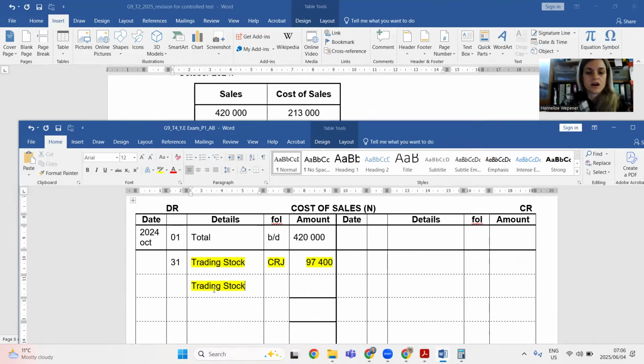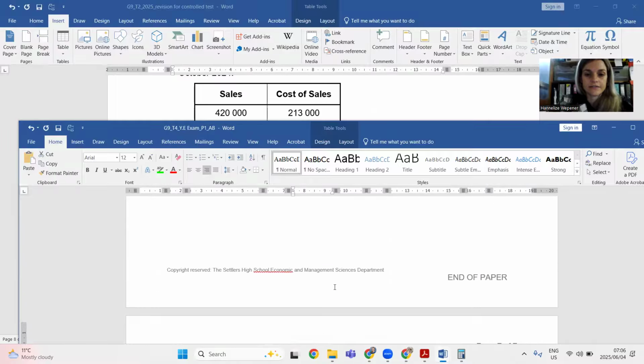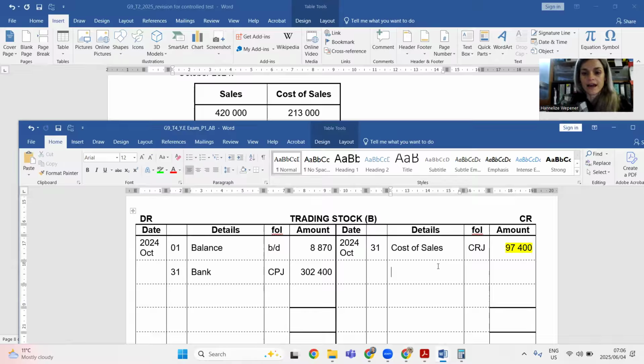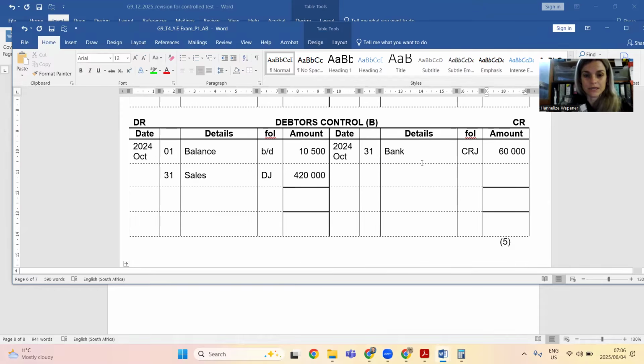So trading stock, now as per the DJ, 213,000. Okay, right, let's do that. So that means that I have to go to my trading stock account and I have to show that I no longer have this trading stock because this is now the cost that I had to incur in order to have my credit sales in the DJ of 213,000. And that was it. That's the only information. So now we are just going to balance our accounts.